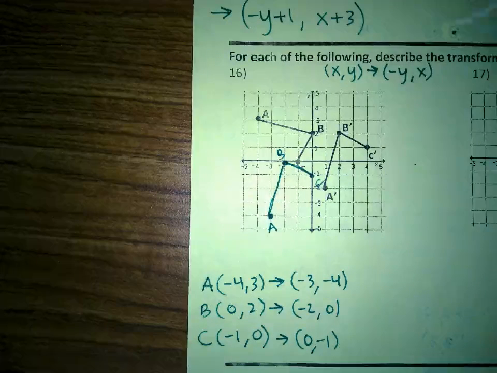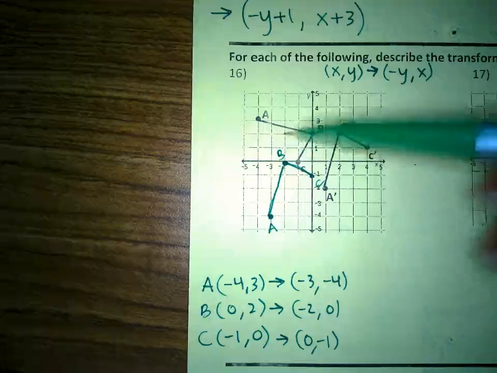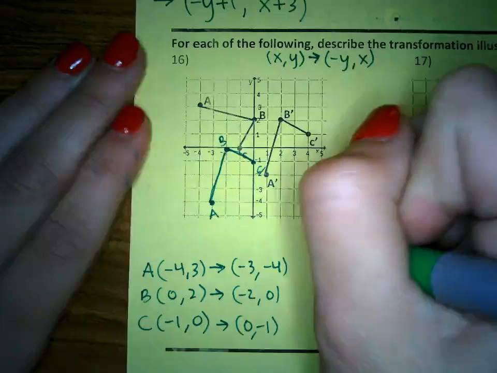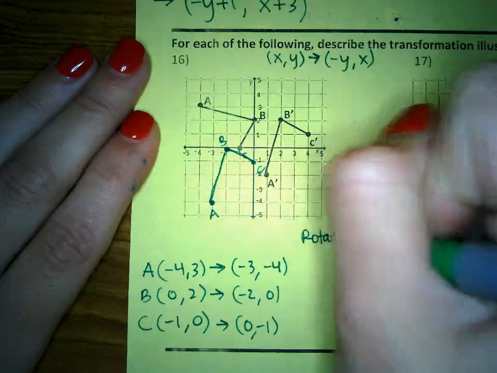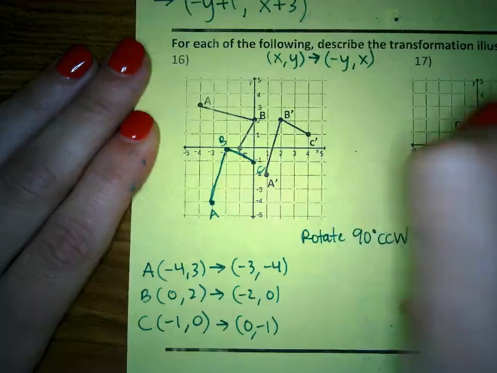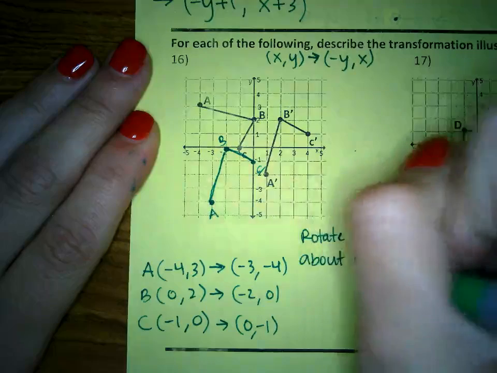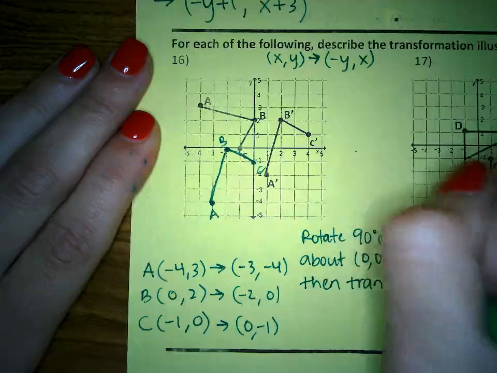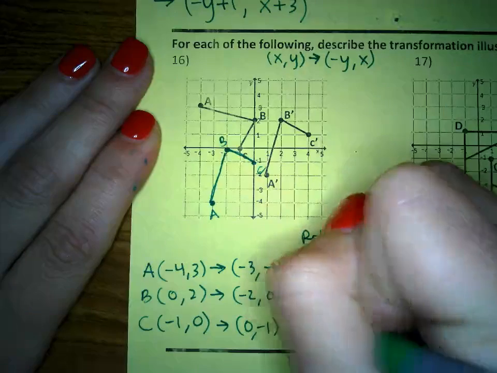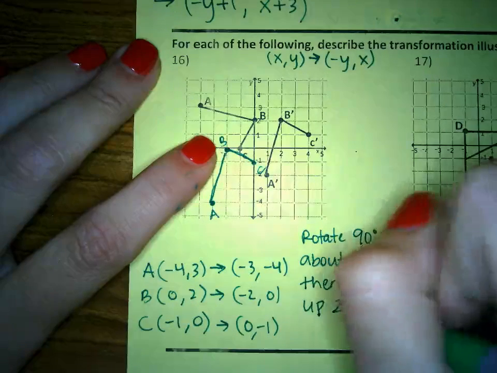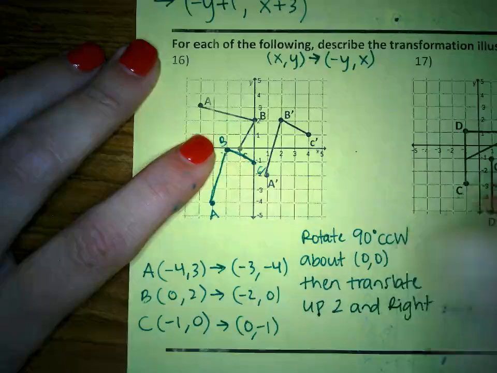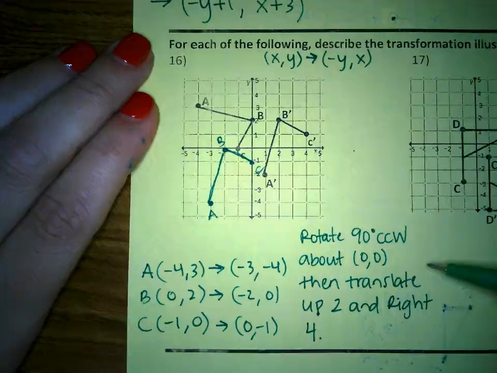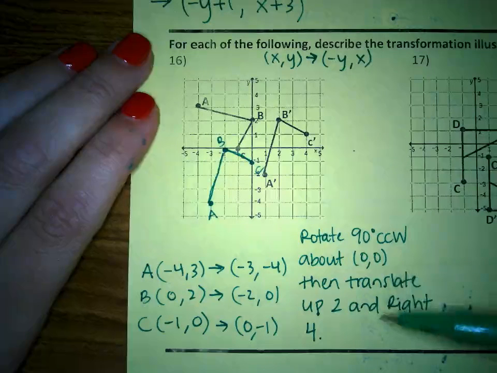Now we just need to take one more step, and it looks like based on this rotation, I go up 2 and right 4. So my final answer, my description, is going to be rotate 90 degrees counterclockwise about 0, 0. Then translate up 2 and right 4. Again, this is one of many possible descriptions that would work.